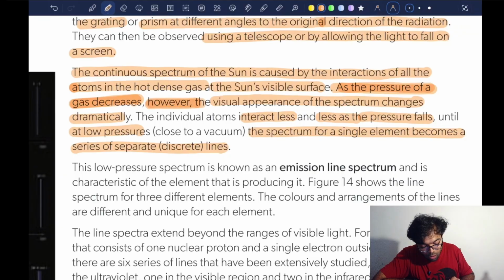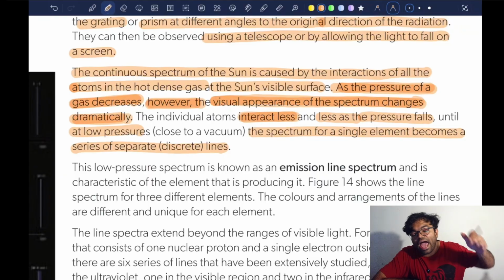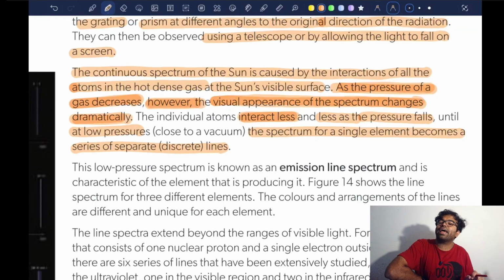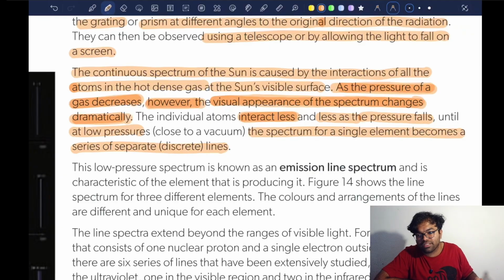As the pressure of the gas decreases, however, the visual appearance of the spectrum changes dramatically. The atoms interact less, less interaction is taking place. As you move further and further away from the center of the sun, the pressure gradually decreases. There is much less interaction. In the core of the sun, the interaction is extreme.